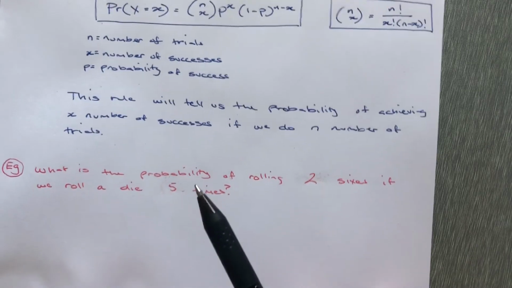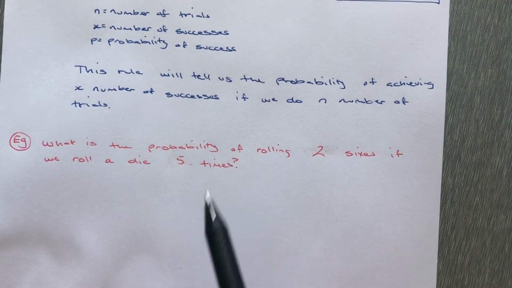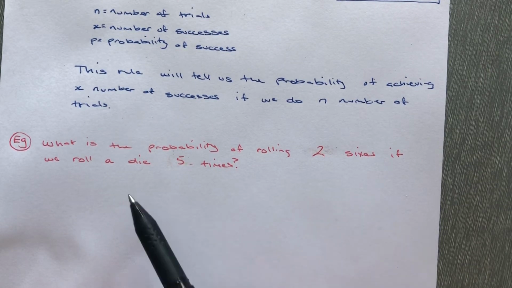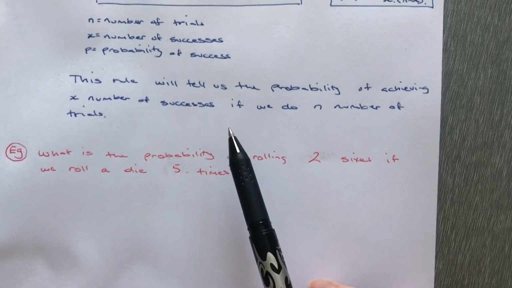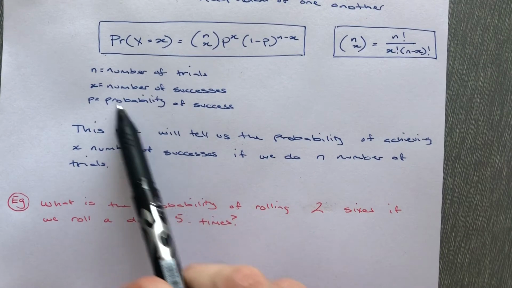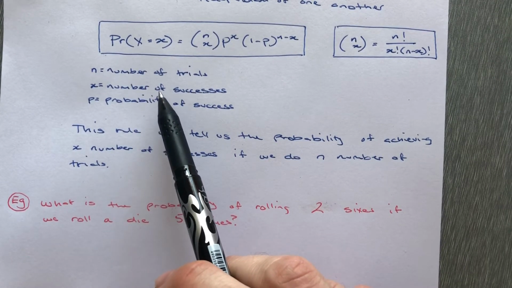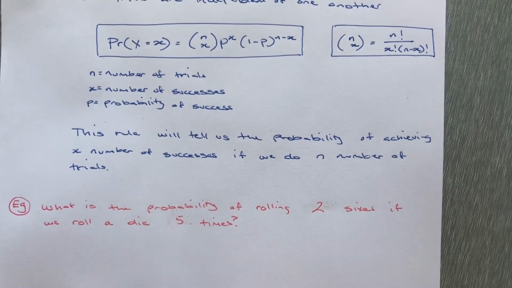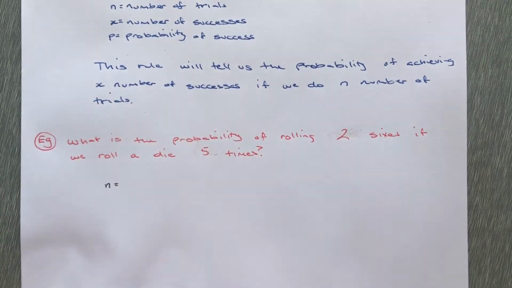Now, we're going to do a really quick example right here. This one says, what's the probability of rolling 2 6s if we roll a die 5 times? A really smart thing to do to start with would be to write all of these things down. So number of trials, number of successes we're after, and also the probability of a success. So N is the number of trials. In this example here, we're rolling the die 5 times. So that's the number of trials.